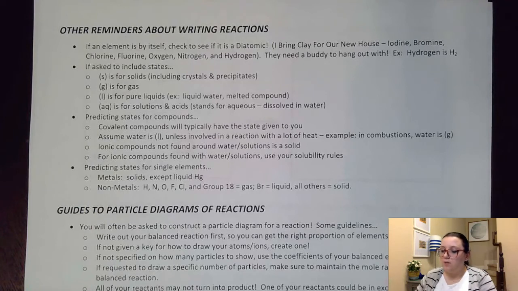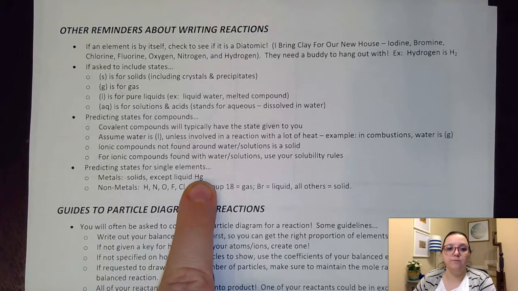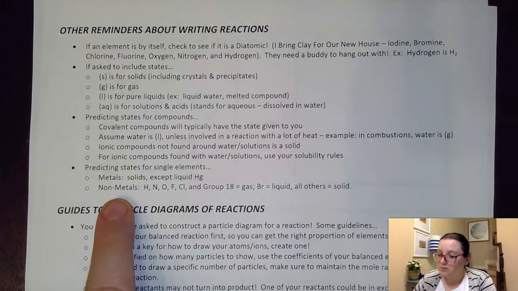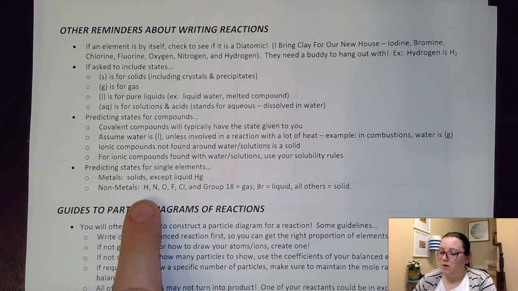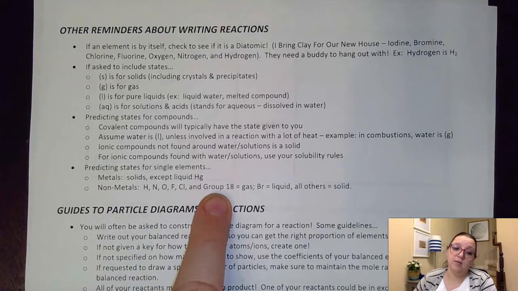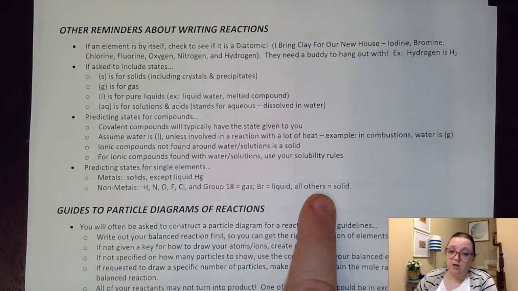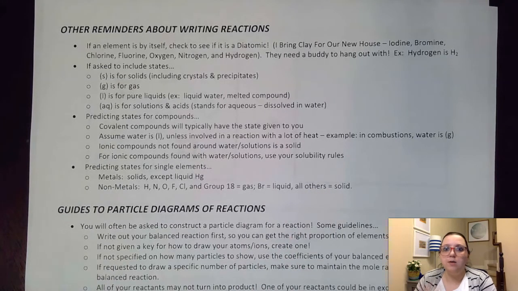As far as single elements, metals we can assume are solids unless you just happen to see mercury by itself. Remember, with our non-metals, we have a lot of them that tend to be gases. So, for example, hydrogen, nitrogen, oxygen, fluorine, chlorine, and group 18 all tend to be gases. Bromine is a liquid, whereas all others do tend to be solids. So, like if you saw carbon by itself, that would tend to be a solid. Or maybe you saw sulfur by itself, that would tend to be a solid. But then if you saw fluorine, F2, a sample of fluorine, we would predict that to be a gas.